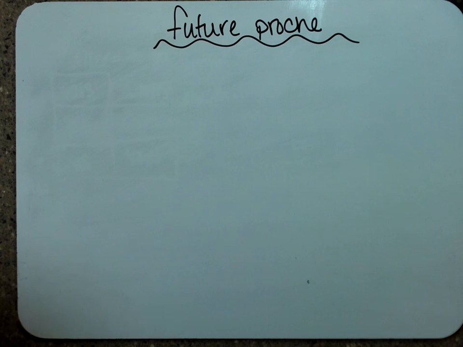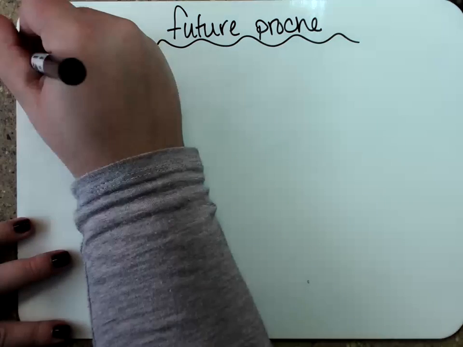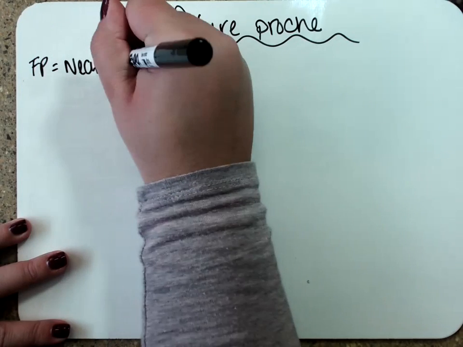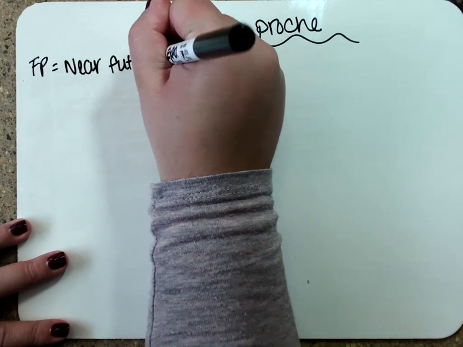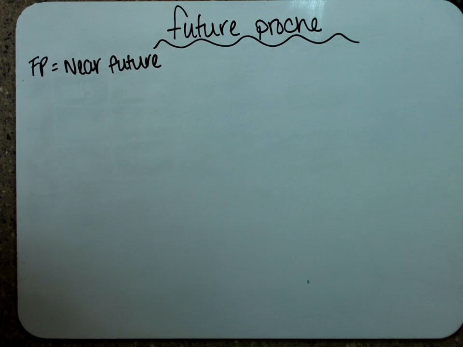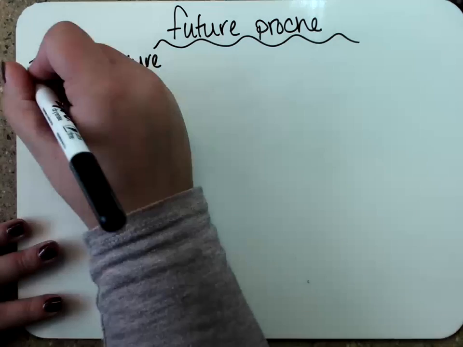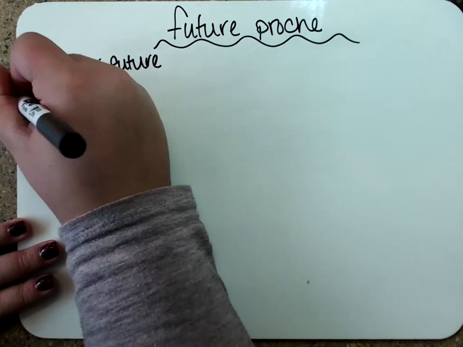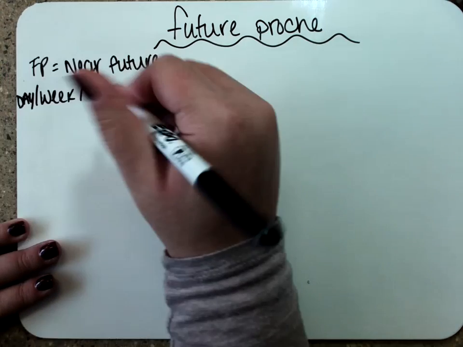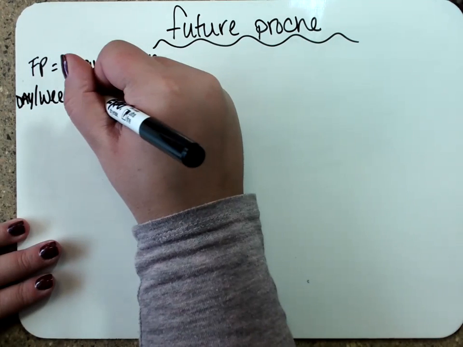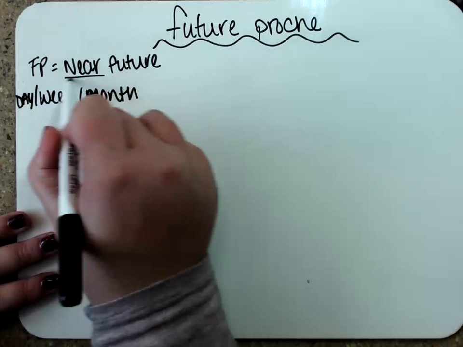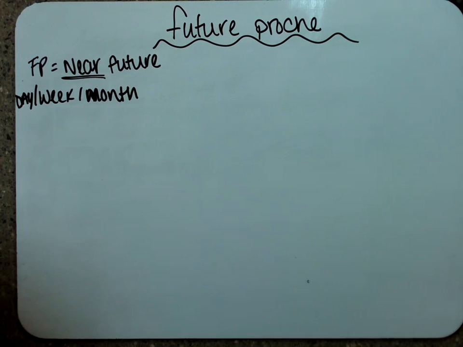So the actual futur proche means near future. So futur proche just means near future. And it's something that I'm going to do relatively quickly. So within the next week or the next day or month, etc., etc. But it has to be that key word near. It has to be something that's going to happen relatively soon.